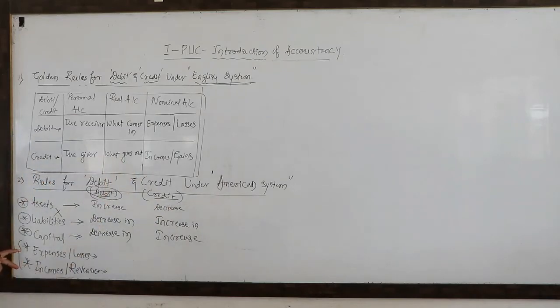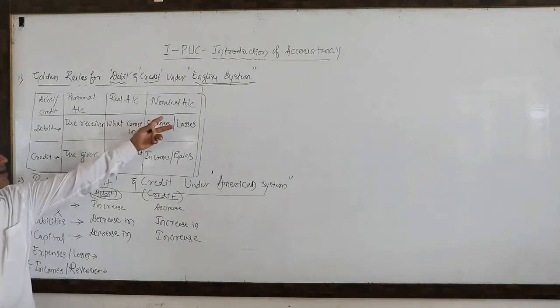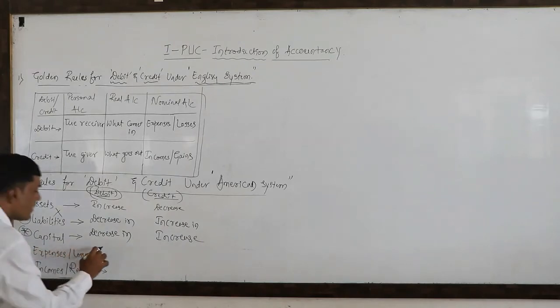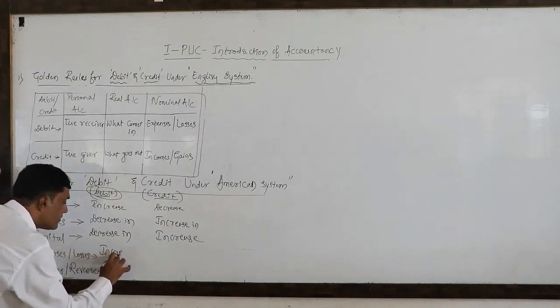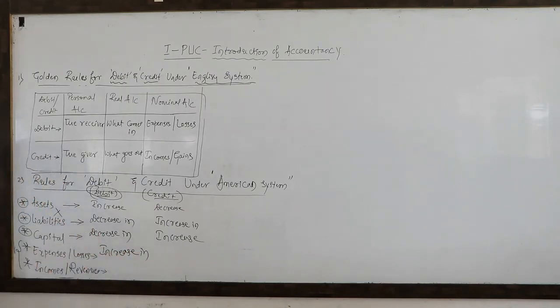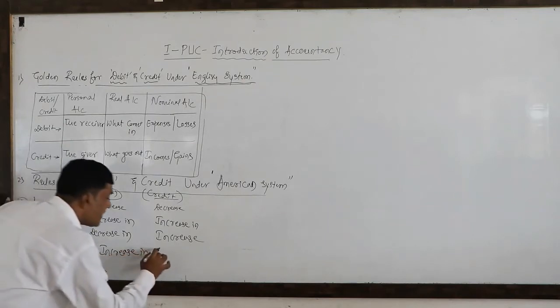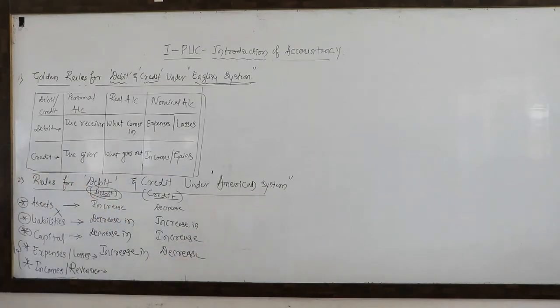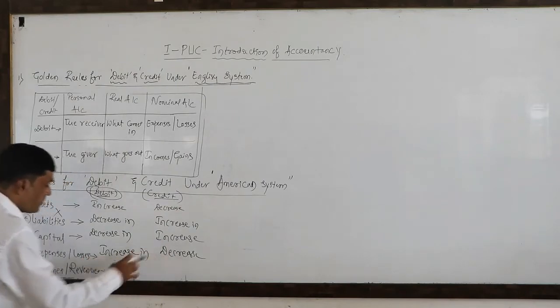So about these two, you have already seen under nominal account under the English system. Let us see once again. Increase in expenses or losses, debit. Decrease in expenses or losses, credit. So just opposite, expenses and incomes are both opposite words, so the rules are also opposite.